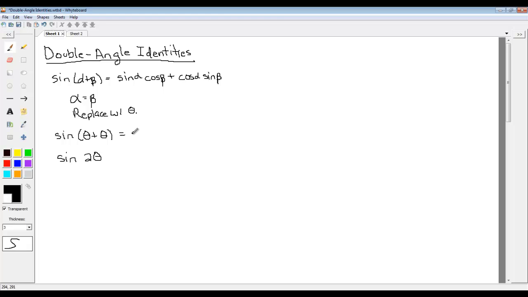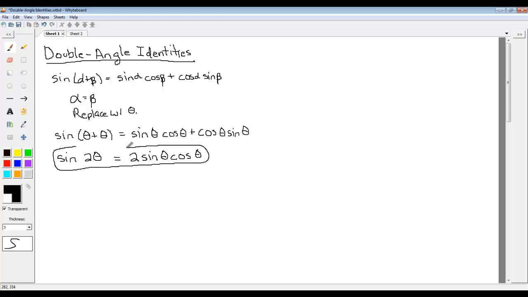Then we would have sine theta cosine theta plus cosine theta sine theta. Whether you say sine first, cosine second, or cosine first, sine second, doesn't really matter. So what we really have here is 2 sine theta cosine theta. That's one of your double angle identities. Woohoo! So there's that.